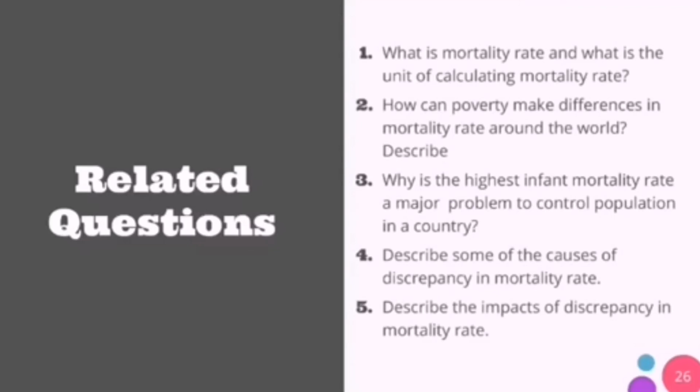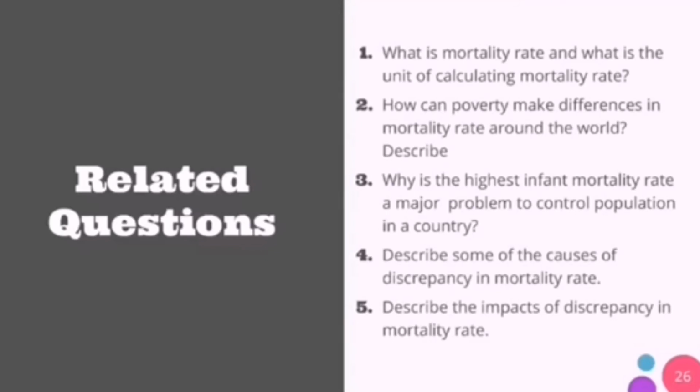Then, about the answer of the second question: how can poverty make differences in mortality rate around the world? We have learned it under causes of discrepancy in mortality rate already. Poor people, for their low standard of life, often die. Thus, underdeveloped countries have more mortality rate due to poverty than developed countries. Poor people do not have a good standard of life and do not have the ability to afford treatment or medical care, and that always leads them to death. That is why underdeveloped countries have more mortality rate than developed countries.